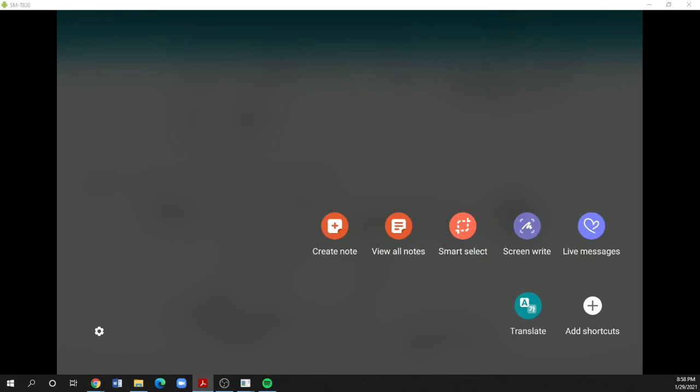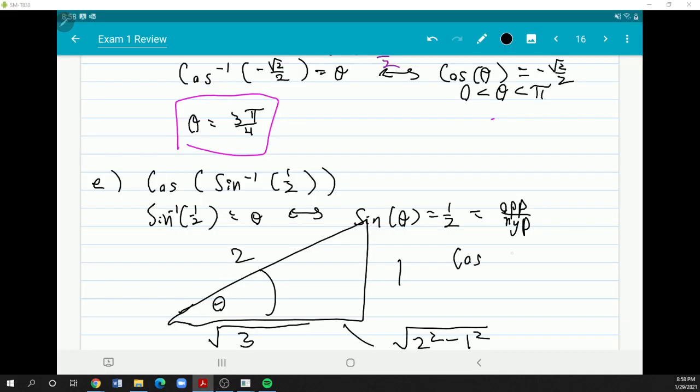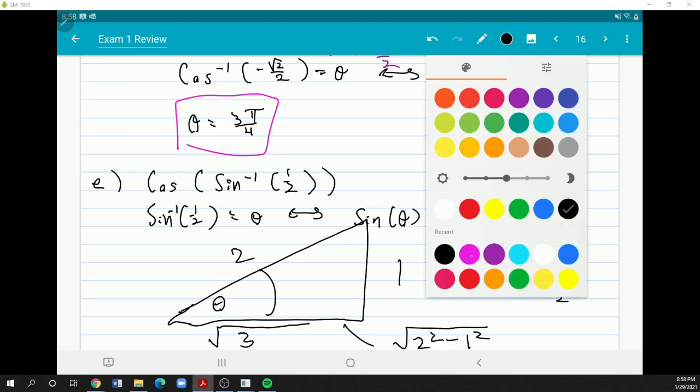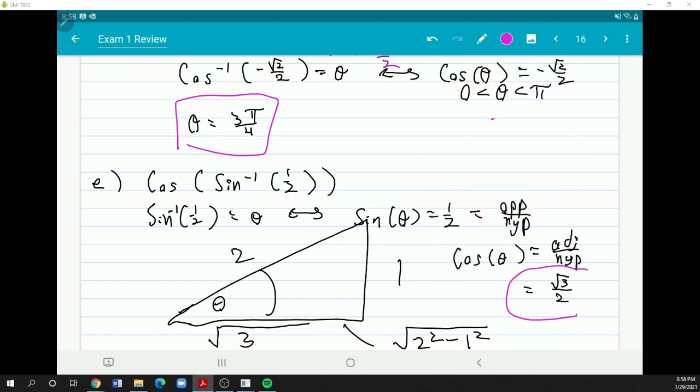So cosine of theta, which is what we want, is adjacent over hypotenuse, which is equal to square root 3 over 2. Okay, so that's our final answer.